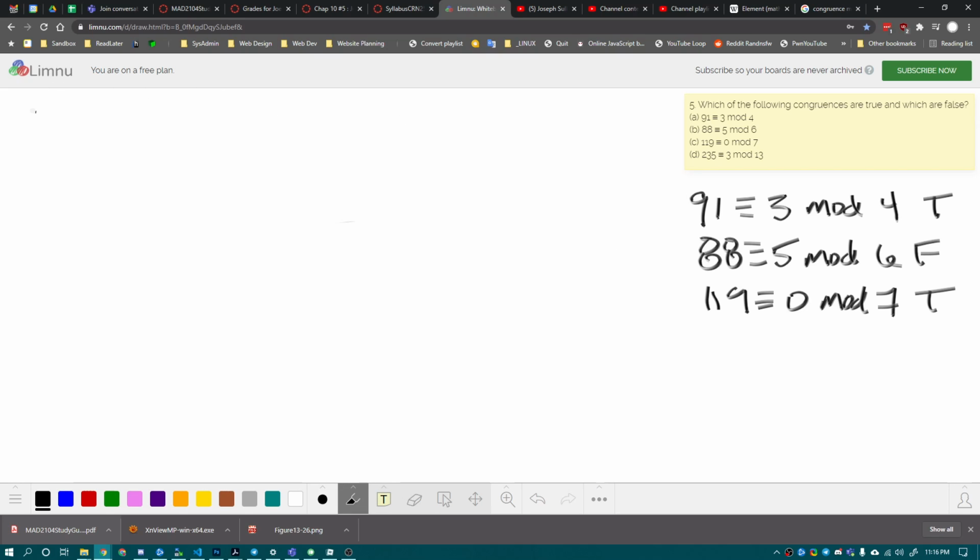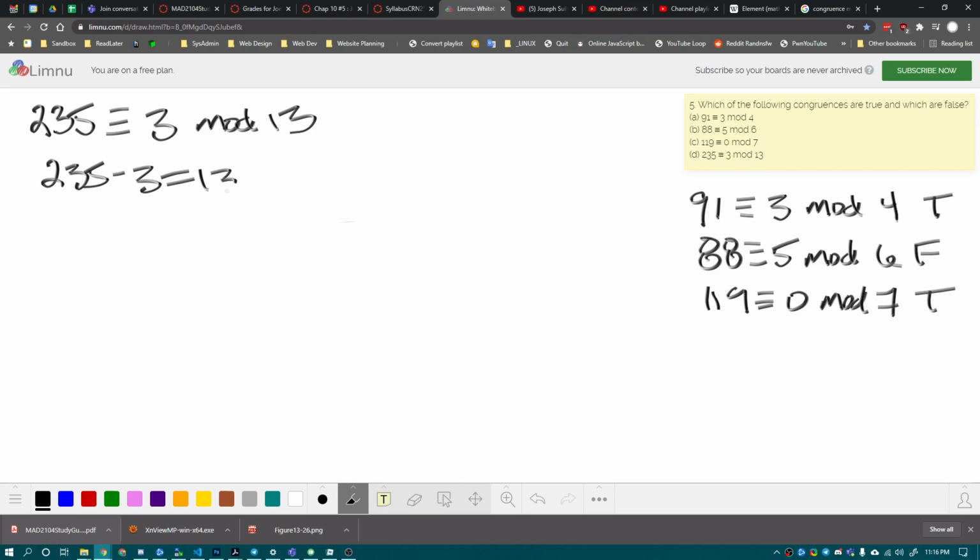And finally, 235 is congruent to 3 mod 13. So that's 235 minus 3 is equal to 13k. That is 232 is equal to 13k. And on my calculator, 232 is not divisible by 13, and there's no way of simplifying that fraction.